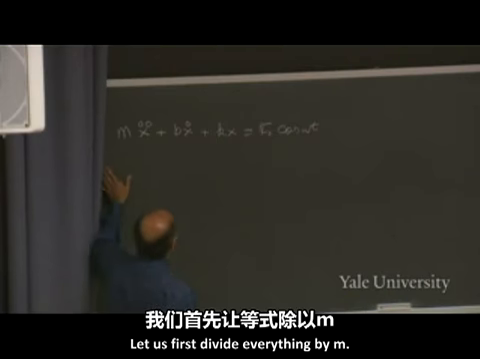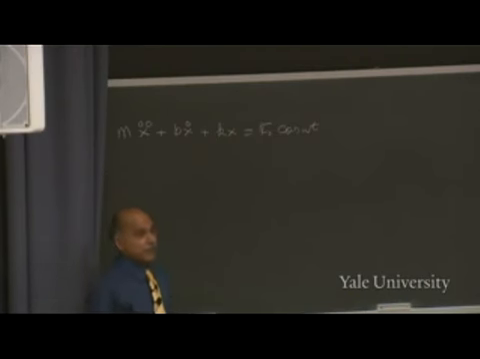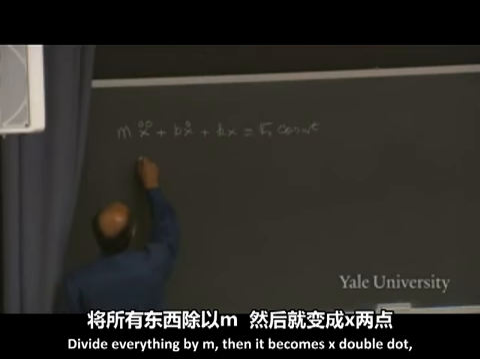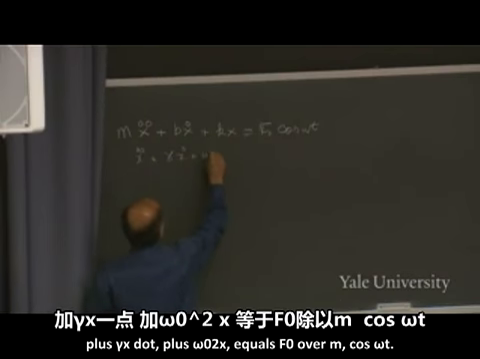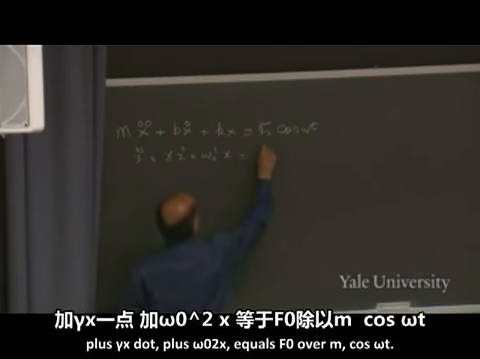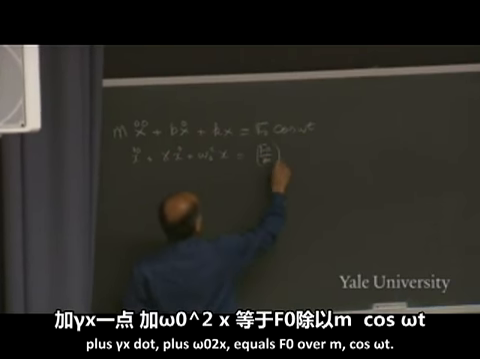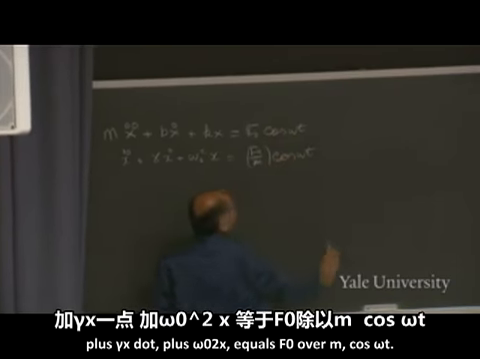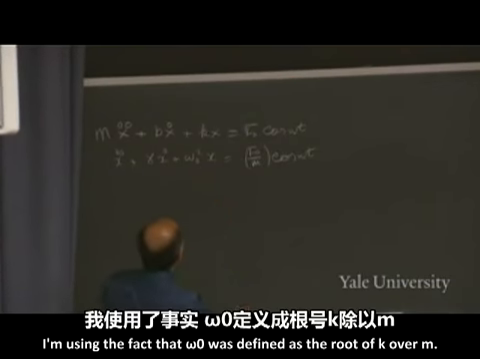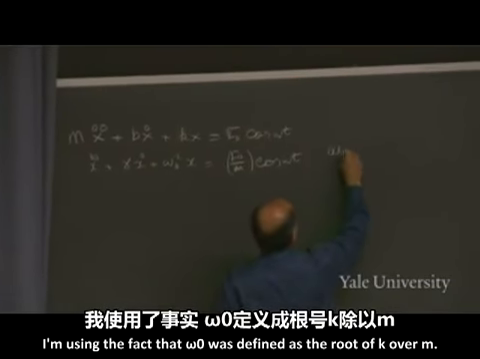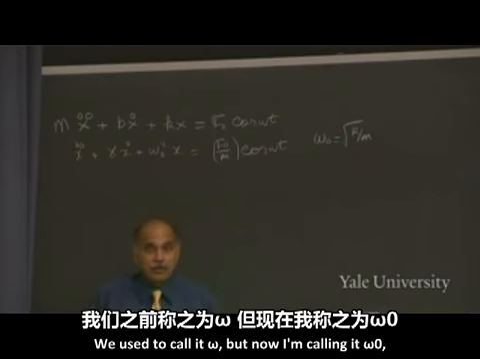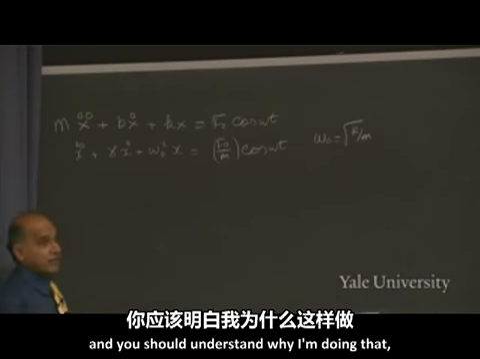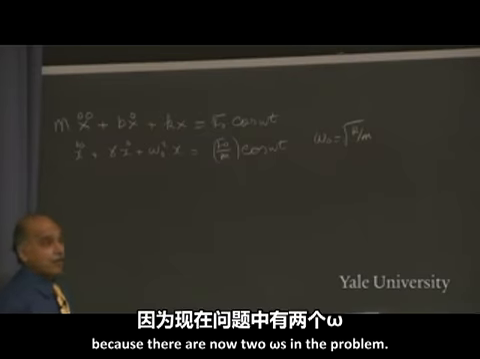Let us first divide everything by m. Then it becomes x double dot plus gamma x dot plus omega 0 squared x equals f0 over m cosine omega t. I'm using the fact that omega naught was defined as root of k over m. We used to call it omega, but now I'm calling it omega naught, and you should understand why I'm doing that, because there are now two omegas in the problem.